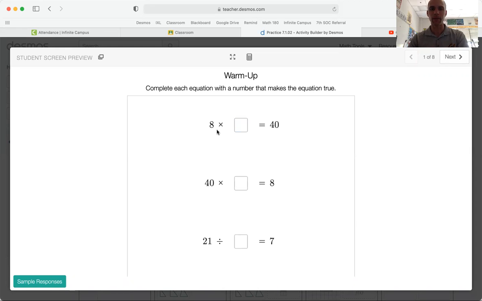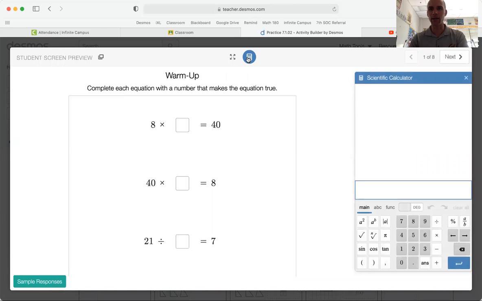But if you can't, you can always reverse the operation. So you've got this calculator button up here at the top of the Desmos screen that you may not have even noticed at this point. If we're trying to figure out 8 times blank equals 40, luckily multiplication and division work in reverse of each other. And so we can just reverse the operation. We can do 40 divided by 8. You can type rather than actually pressing the buttons over here. And we get 5. So 8 times 5 is 40.